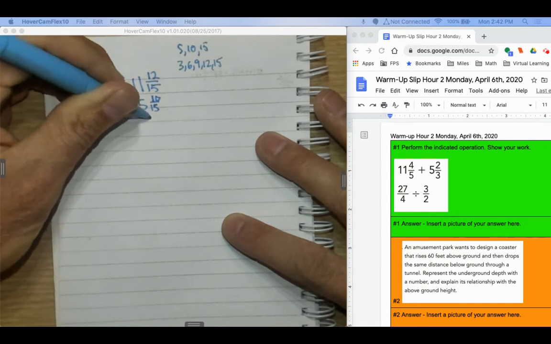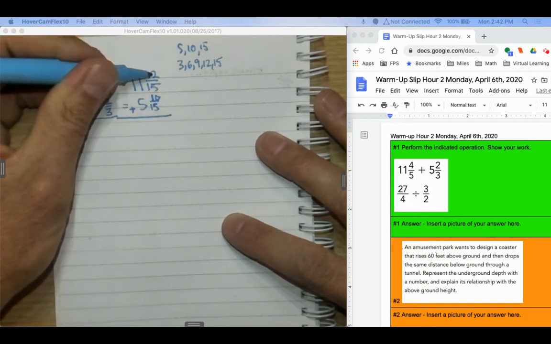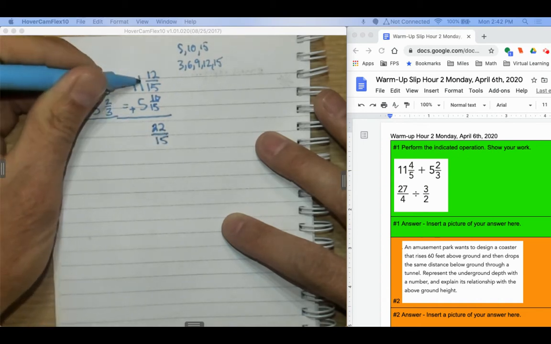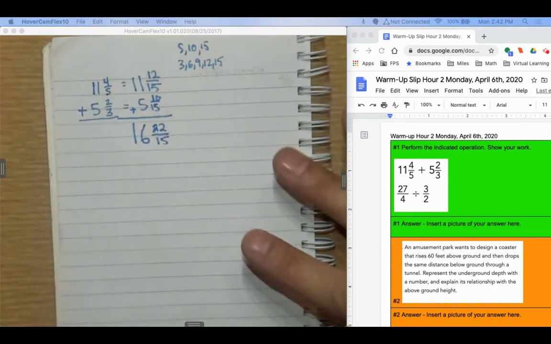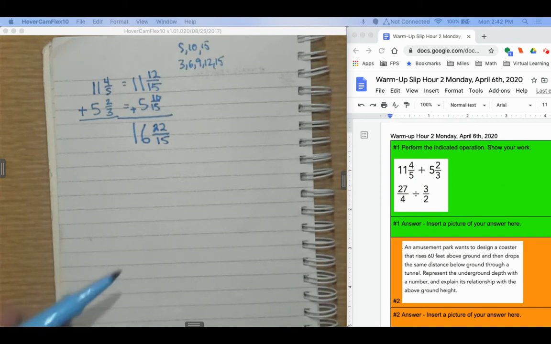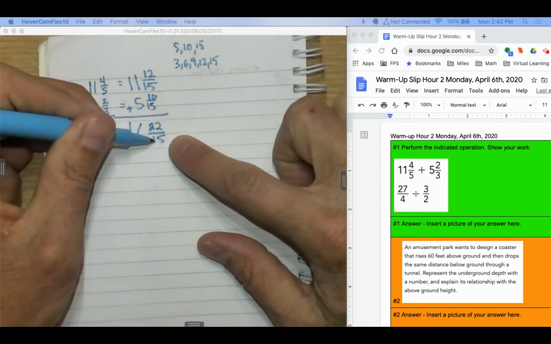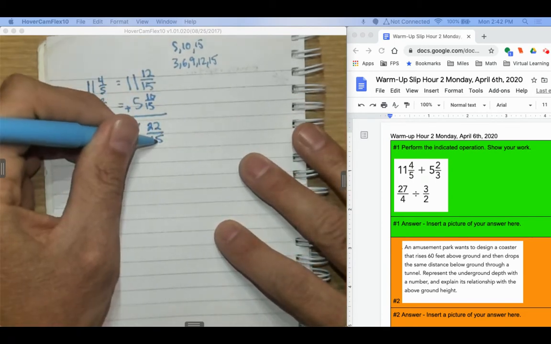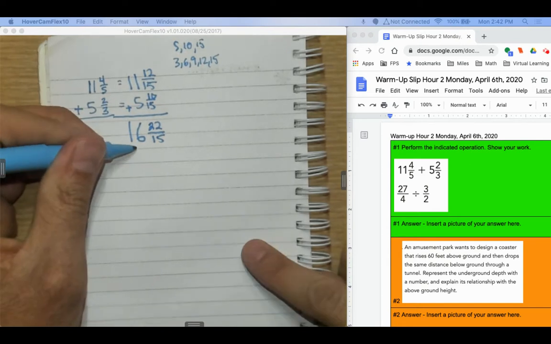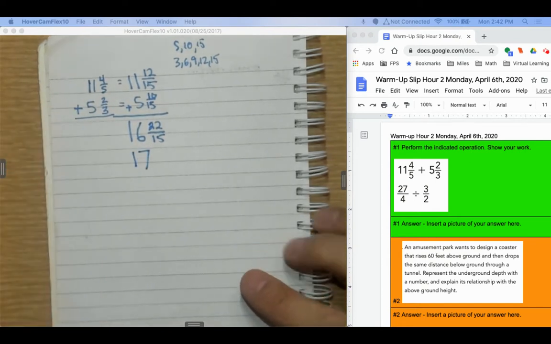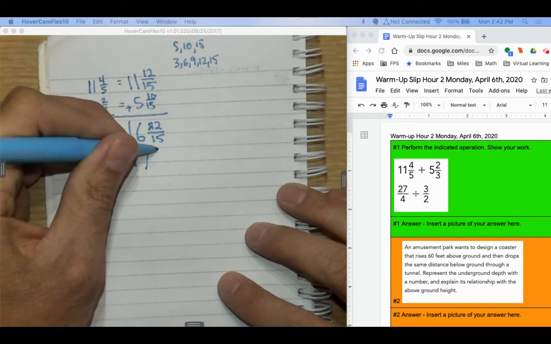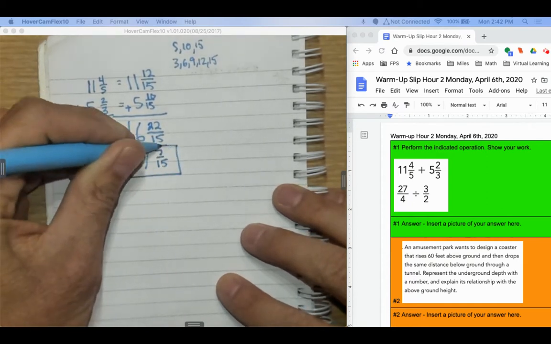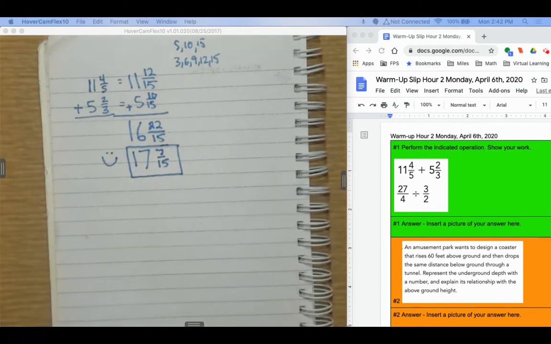I'm adding, so I remember that I'm adding. Now, 12 and 10 is 22 over 15. 11 and 5 is 16. And I can make that a little bit simpler because this is an improper fraction. I could take away 15 over 15, and that gives me one more, so this turns into a 17. Then I would be left with 7 over 15, which should be my answer in simplest form. Hopefully you got that right.